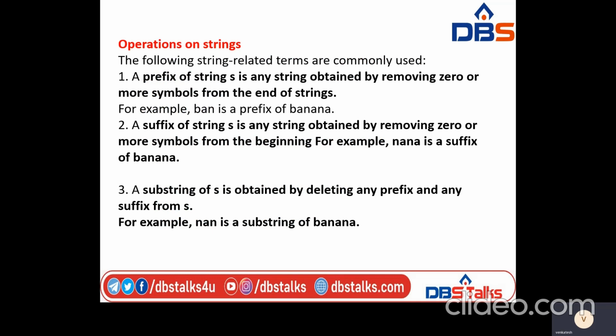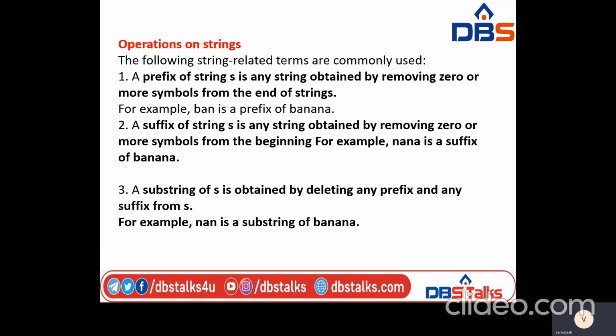First, a prefix of string S is any string obtained by removing zero or more symbols from the end of the string. For example, BAN is a prefix of BANANA. Next is suffix. A suffix of a string S is any string obtained by removing zero or more symbols from the beginning. For example, NANA is a suffix of banana.